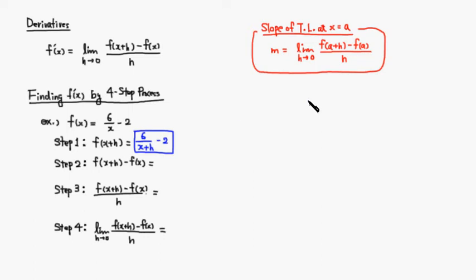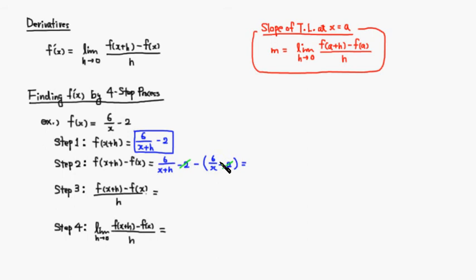Step 2. We want to find f of x plus h minus f of x. f of x plus h is found in step 1, so I'm going to just copy that. It's 6 over x plus h minus 2. Then we have to subtract, and I'm going to put a parenthesis here. f of x is just the original function, so I copy the formula, 6 over x minus 2. You have negative 2 minus negative 2, so these definitely cancel out. What's left is 6 over x plus h minus 6 over x.